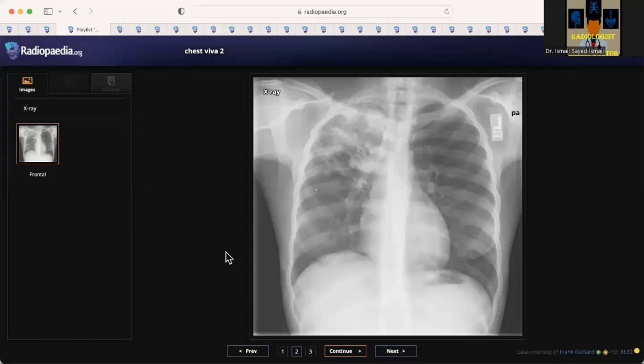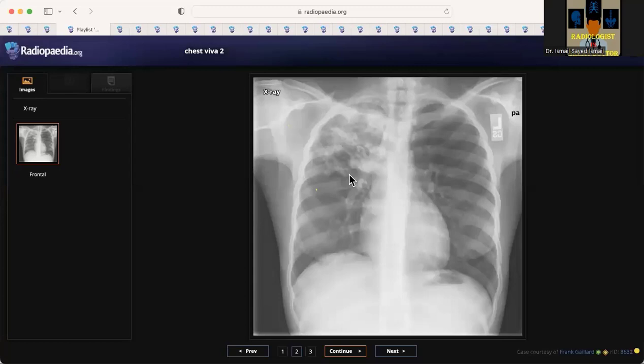So well done. This is a case of pulmonary tuberculosis. We can see that there is patchy airspace opacity in the upper lobes, and no hilar lymphadenopathy. That's one of the important negatives. And as you said, you'd recommend a CT chest for further evaluation to see the extent of the disease itself and to look for complications of the disease.